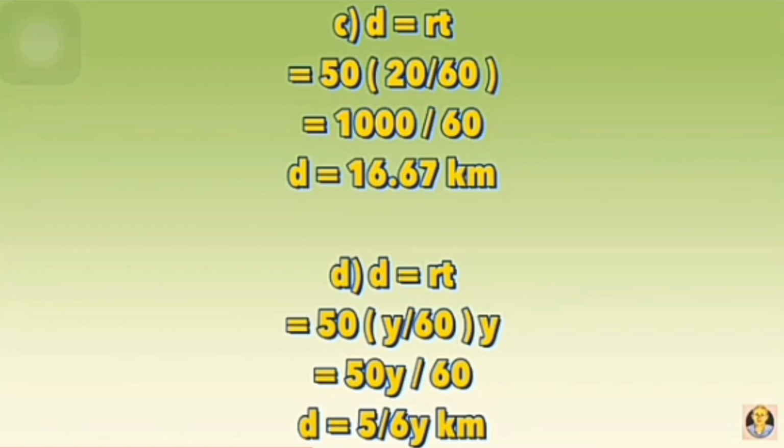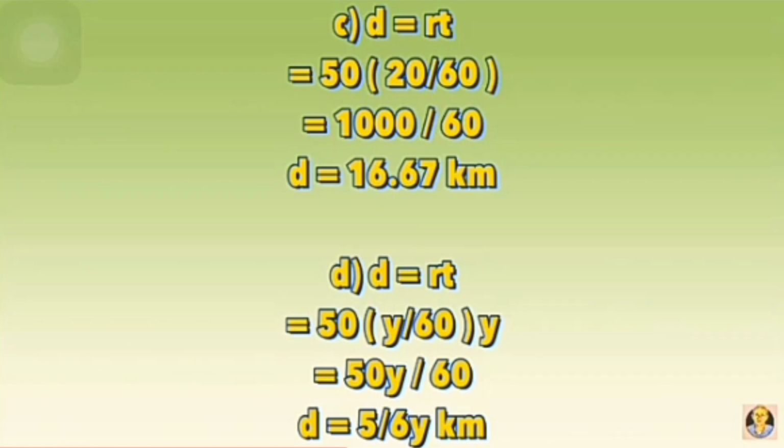Okay, letter D. For letter D, we have the same formula that we're going to use. D equals RT, then equals the same rate, 50 kilometers per hour, and the time is Y. Since Y is in minutes, we're going to divide it by 60. So then we're going to multiply 50 times Y divided by 60. So our answer is 50Y over 60, then we're going to divide it by 10. So that's why our final answer is 5Y over 6 kilometers, 50 over 6Y kilometers.